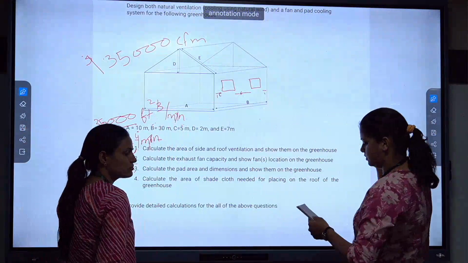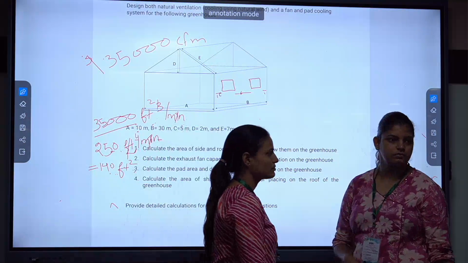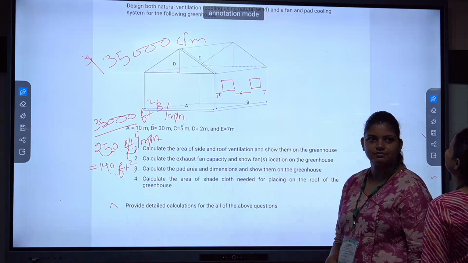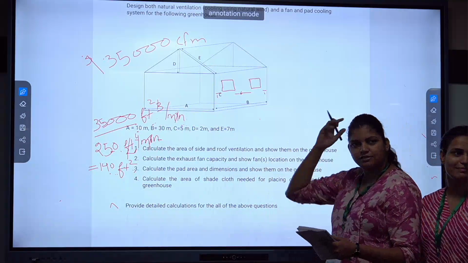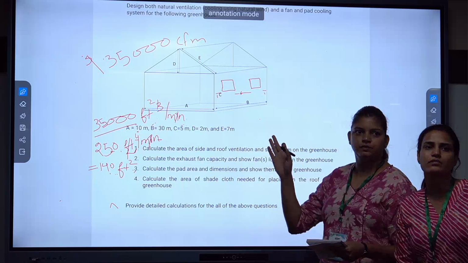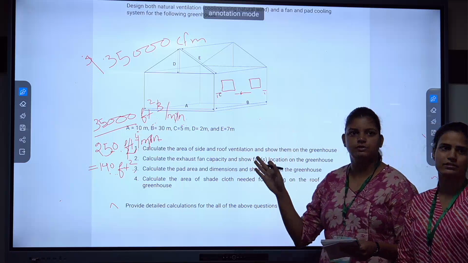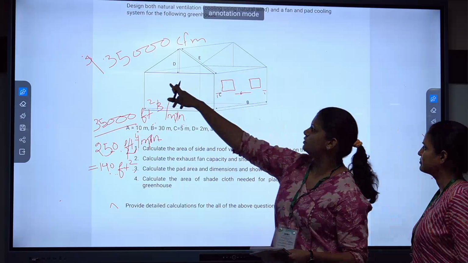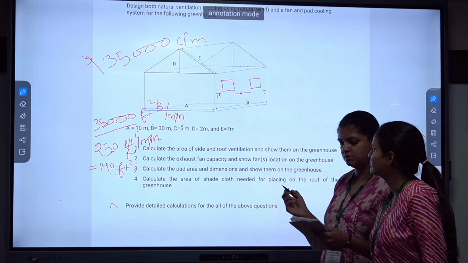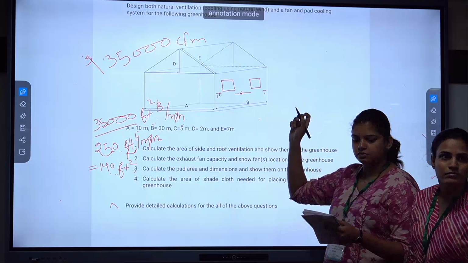Okay, now they got 140 square feet, and now they are going to show that 140 square feet on which side? Please show me where fan should be. Fan should be on what side? Fan should be on the leeward side. Leeward side. So they already put fan, so that is your leeward side, and this is your windward side. Okay. So now you can erase all of this, and I want you to just show the pad area.